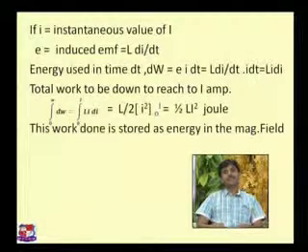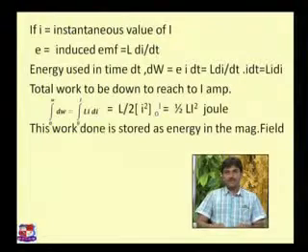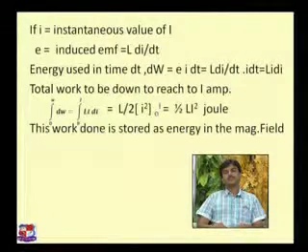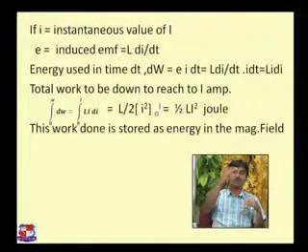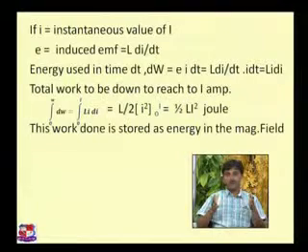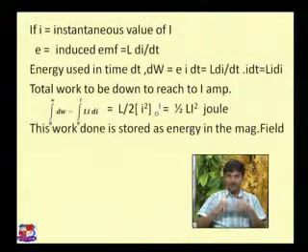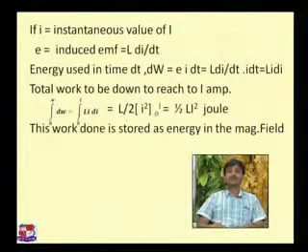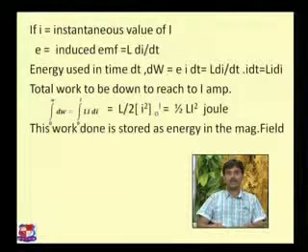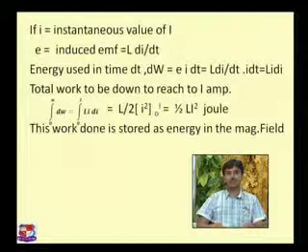For total work we have to do integration. Up to where is the integration to be done? From 0 work to total work W. During this time the value of current goes from 0 to capital I. So we get one more equation. Total work to be done to reach up to I current is equal to 1/2 Li square joule. This work done is stored as the energy in magnetic field.